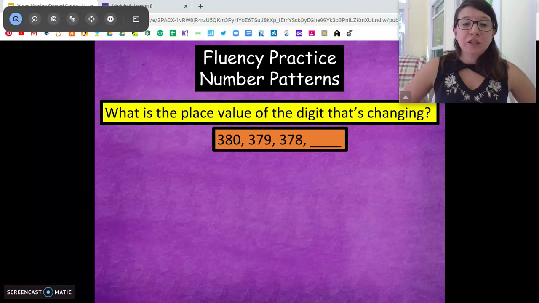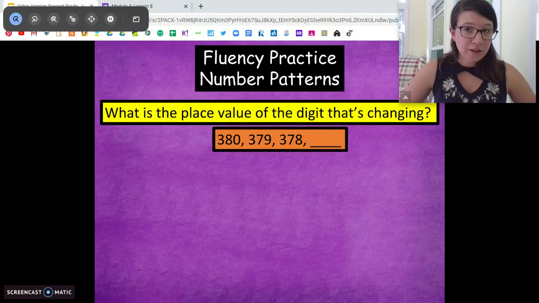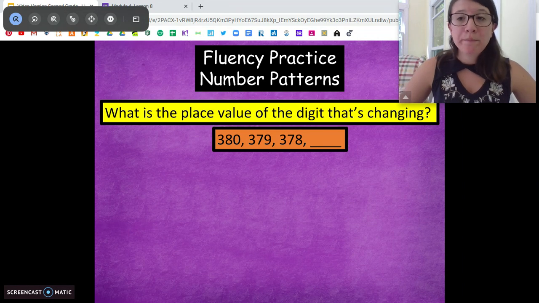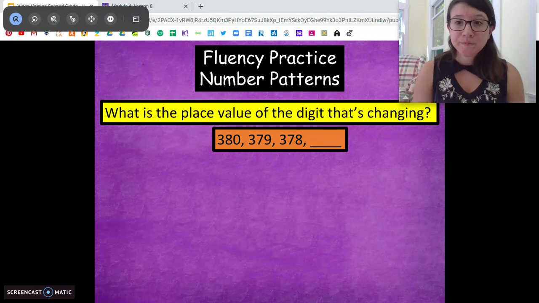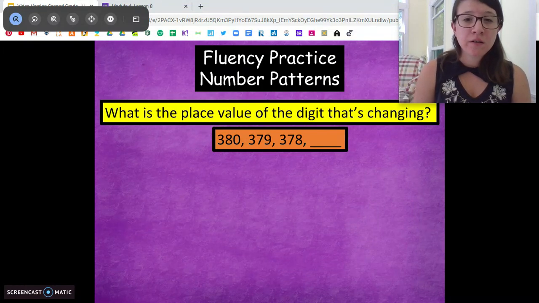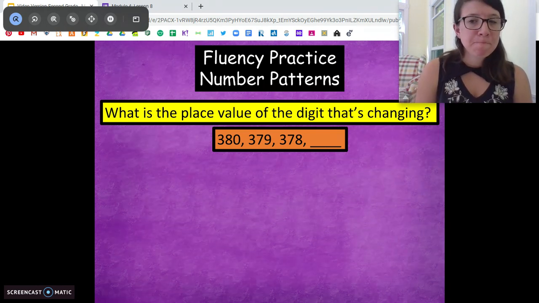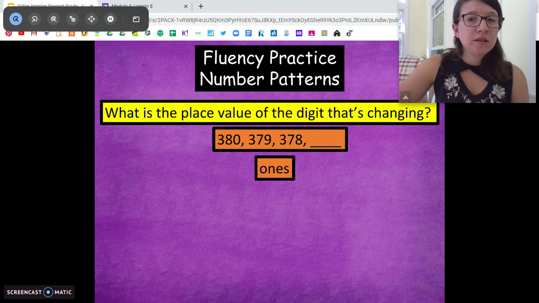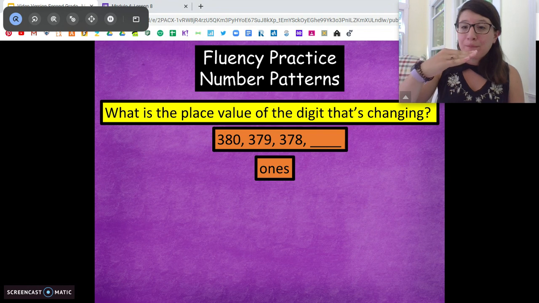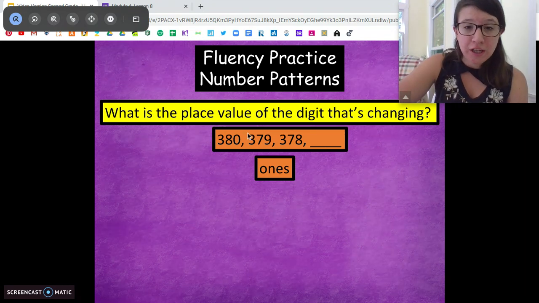All right, let's do another one. Place value of the digit that's changing. We start with 380, 379, 378. What place value is changing? Don't get tricked. This one's a little bit harder. Say those numbers again in your head. What place value is changing? Good. This one's the ones place. Even though our tens place moved, we're counting by ones. Our ones place is changing.